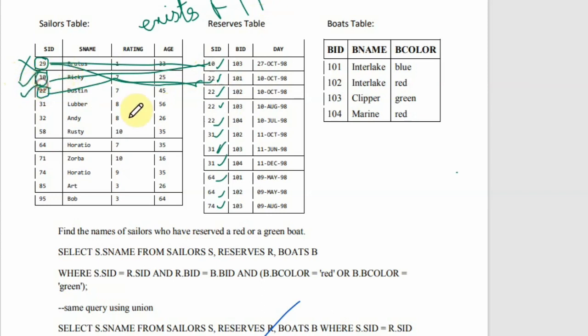This is what is called correlation. 31 is there, so this will be there in the output. 32 is not there, so it won't appear in the output. 58 also won't appear. 64, yes, it will appear. 71, there is no match, it will not appear. 74 will appear. 84, no match. 95, no match. So what will be inside my output? I'll have Rusty, Dustin, Lubber and Horatio in my output. I hope it is clear to you what EXISTS is. EXISTS will give me true or false; if it exists, it gives me true. Let me execute this query and show you.